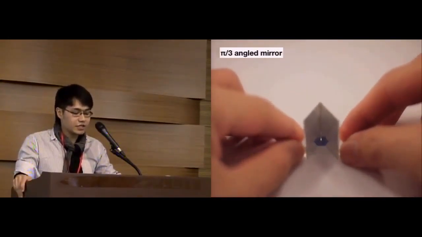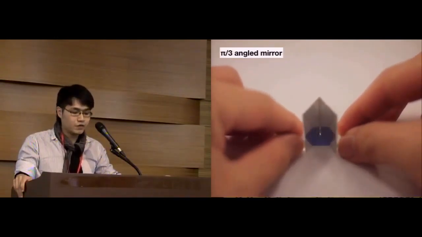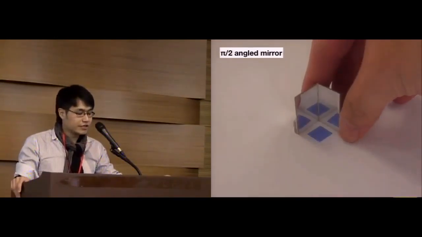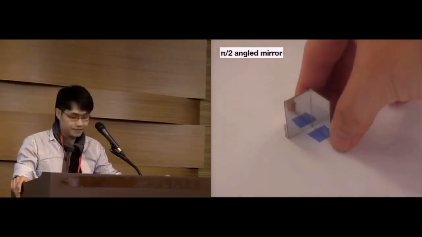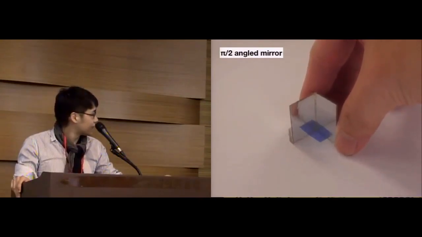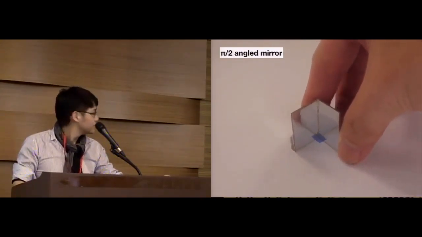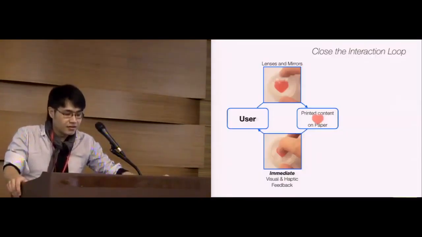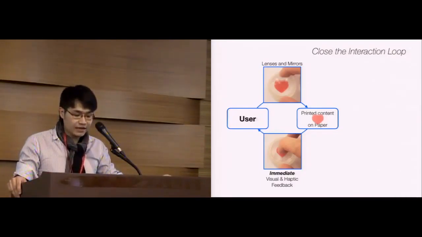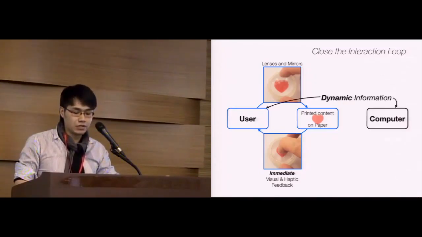Angle mirror is similar to a kaleidoscope. Moving it can proportionally scale a pattern, generate several replicates, or freely scale a pattern. The lens and mirrors provide immediate visual and haptic feedback, close the interaction loop, and therefore allow for more interaction design to be presented on a printed paper.